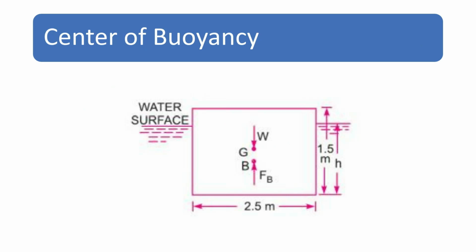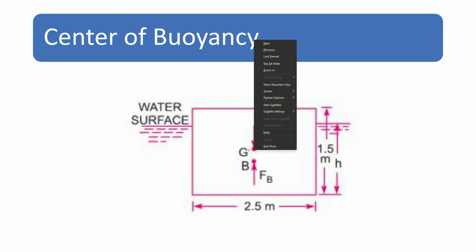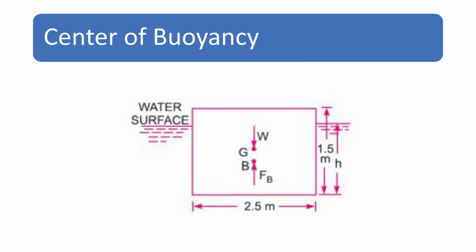Then what is center of buoyancy? Center of gravity is the point in the body where the weight of the body is acting. So here it is point G. The weight of the body is acting at this point. This body is partially submerged in water, so a height h is submerged.